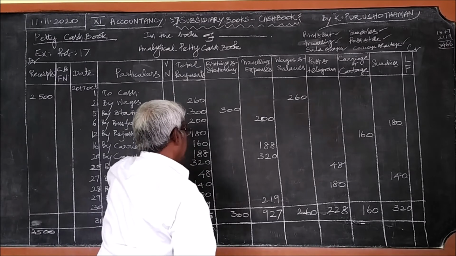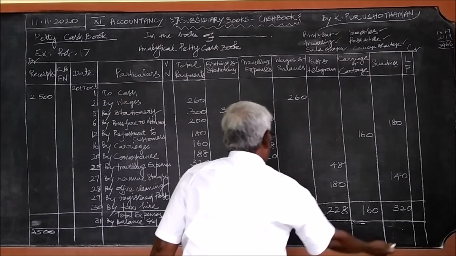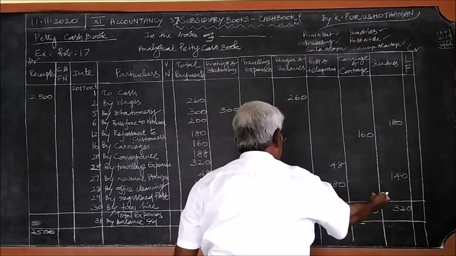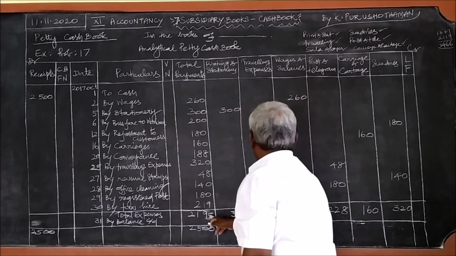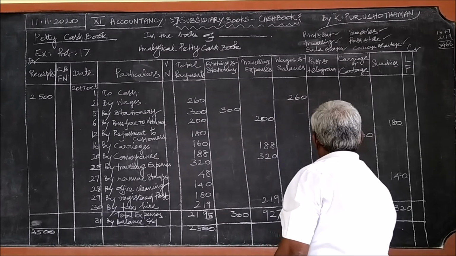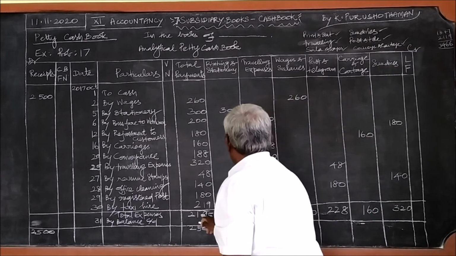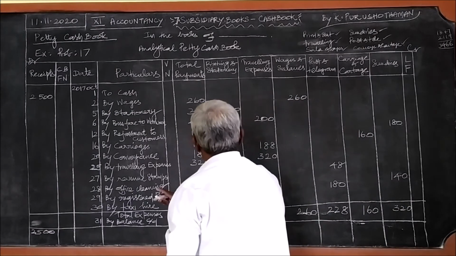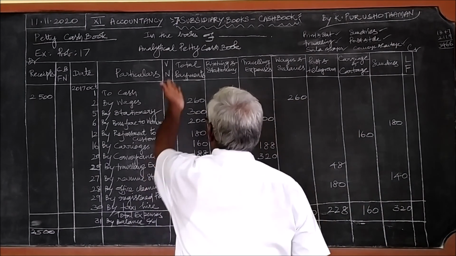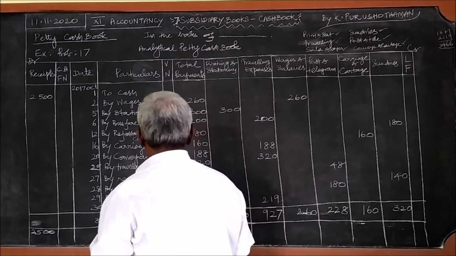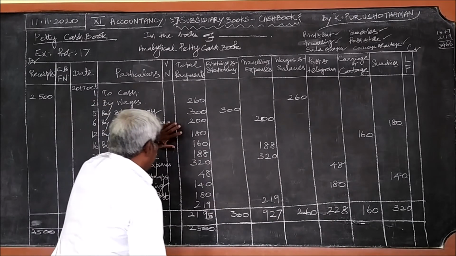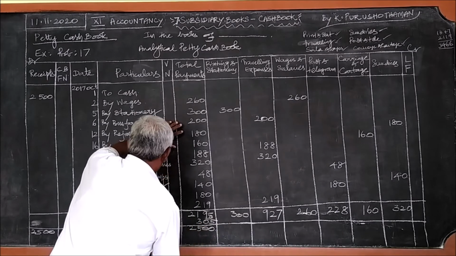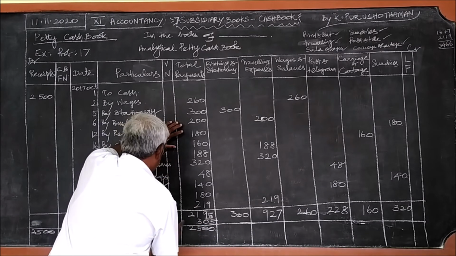$2,195, I have found out the totals. Now you can cross check. Row total is equal to the column total. So the row total and the column total, they are coming equal. Now what is the balancing figure here? 305. This is the balancing figure, that is balance carried on.